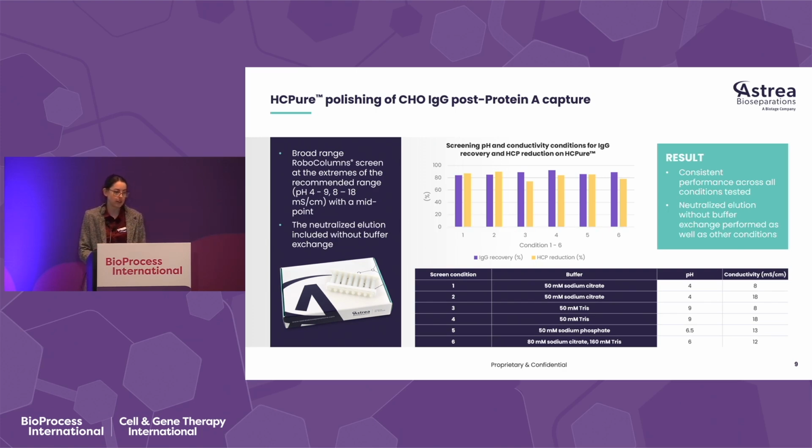So here we used the neutralized protein A elution, and we buffer exchanged that into our different pH and conductivity buffers using a DOE approach, so at the extremes of those conditions. So we have pH 4 with both conductivity at 8 and 18 millisiemens, the same for pH 9, a midpoint at pH 6.5, and we also included the neutralized dilution with no buffer exchange.